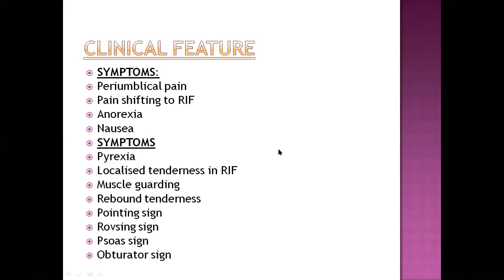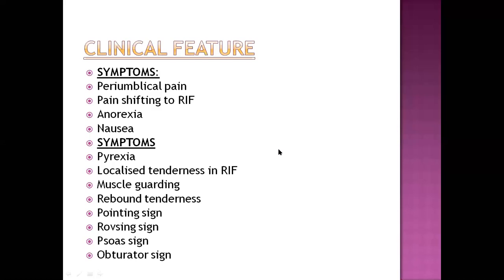Localized tenderness: when you palpate the abdomen, you find tenderness in the right iliac fossa. In the clinical setting, you divide the abdomen into nine quadrants, named epigastric, right hypochondrium, left hypochondrium, umbilical, hypogastric, right and left lumbar, and right and left iliac fossa. So the right iliac fossa is more tender in this disease. And there is some muscle guarding.